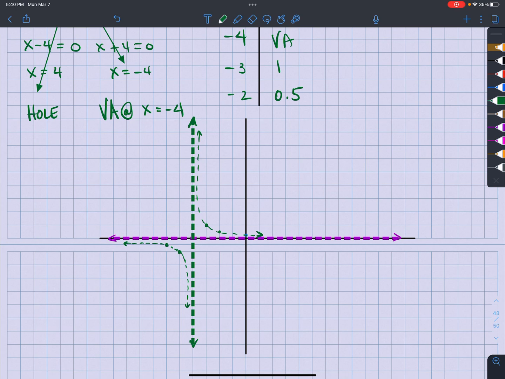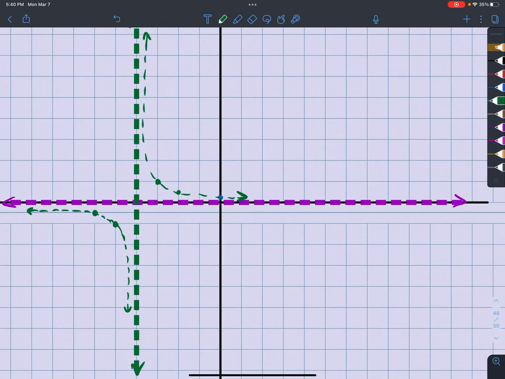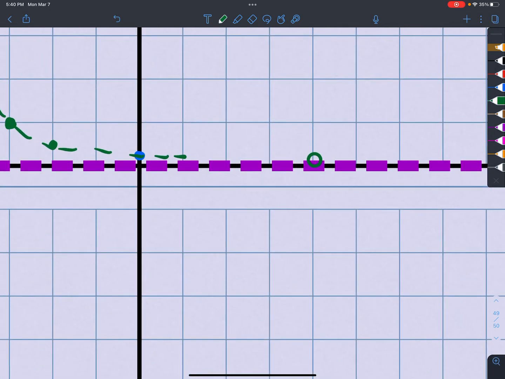All right, and since there's a hole at x equals 4, so at 1, 2, 3, 4, there would be a hole. So essentially what would happen is that as this blows up, it will just kind of go right into that direction there.